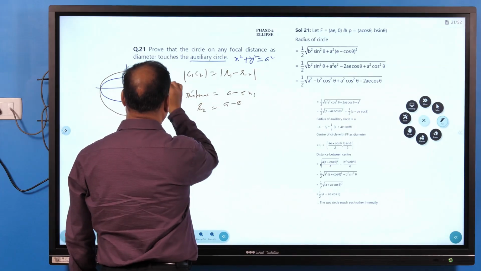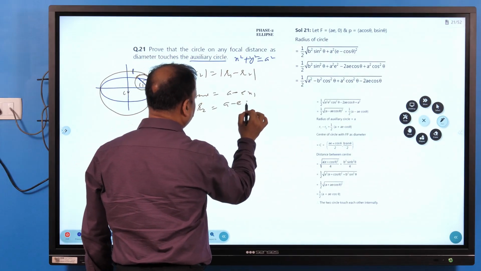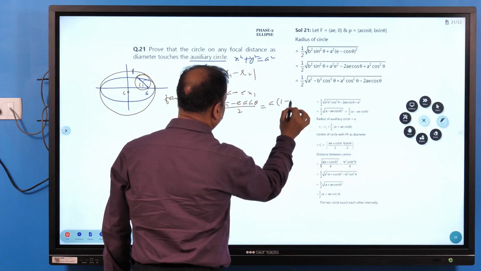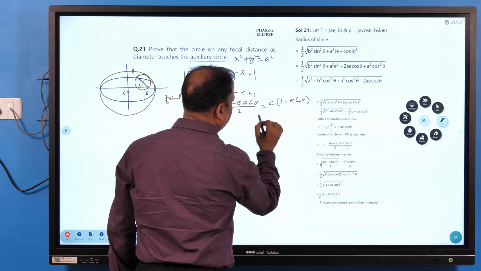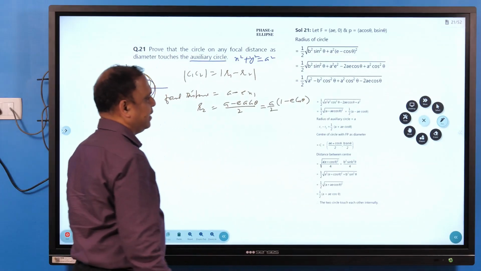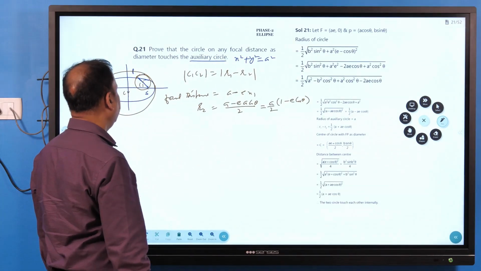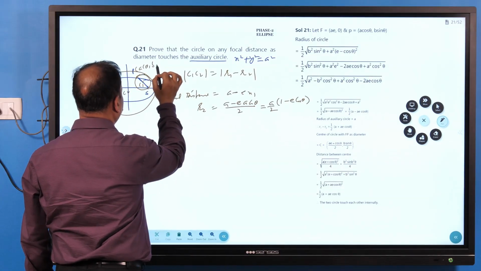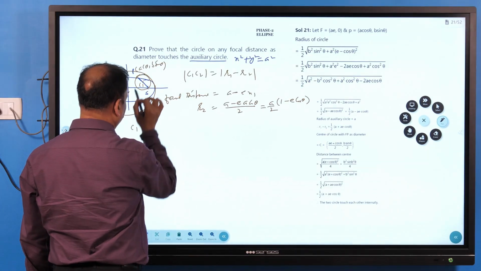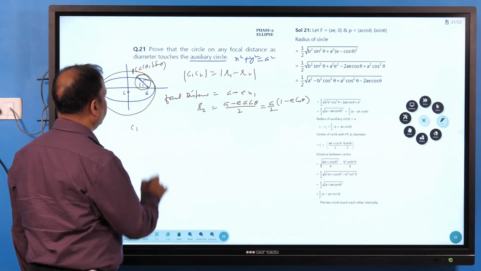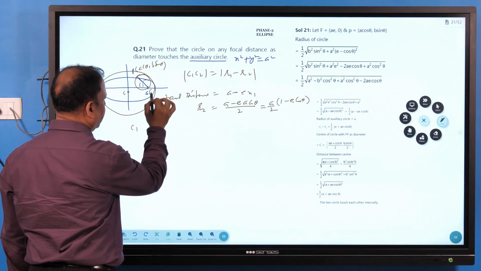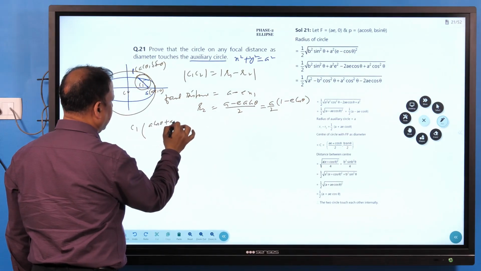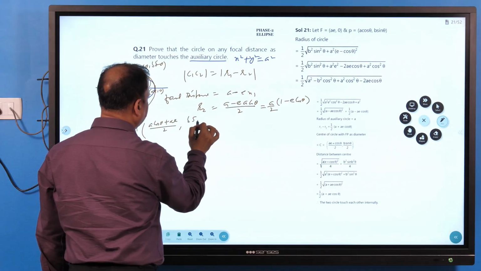X1 is how much here? X1 I am taking as A cos theta comma B sin theta. So the radius is A cos theta upon 2, which is A into 1 minus E cos theta upon 2. Directly we can write. Now this point P is A cos theta comma B sin theta, and S is AE comma 0. So the center C1 will be A cos theta plus AE upon 2 comma B sin theta upon 2.